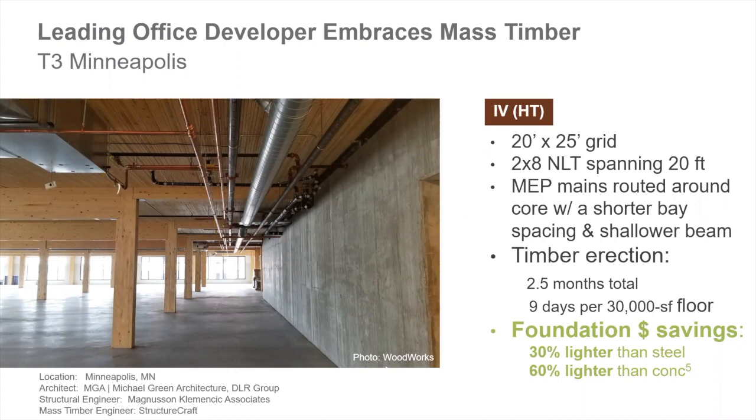So this allows them to run ducts and other MEP longitudinally out into the bays right off those main trunk lines. This was, like I said, a 220,000 square foot structure. It took only about 2.5 months to build. And the engineers on this project reported a savings in the foundations as well. Considering that the mass timber structure is about 30% lighter than steel and about 60% lighter than a concrete structure, you can see how this resulted in smaller foundations and thus additional cost savings.